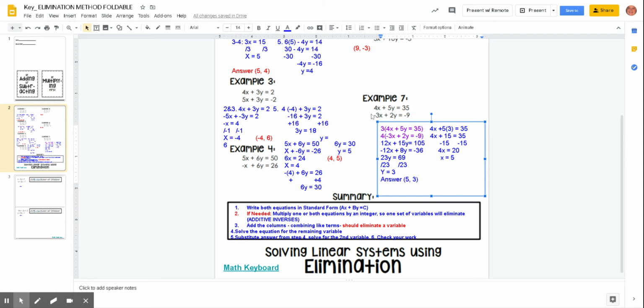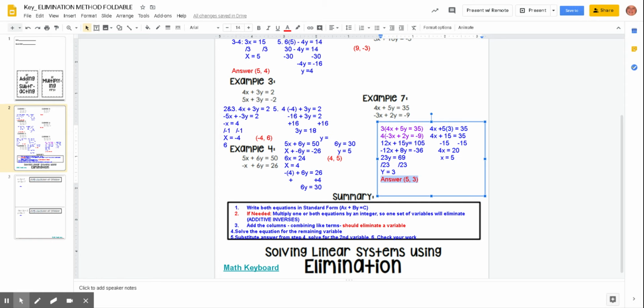So 5 times negative 3 would be negative 15. 3 times 2 would be 6. Negative 15 plus positive 6, yeah, that would give me negative 9. That would be a true statement. Therefore, this answer is accurate.